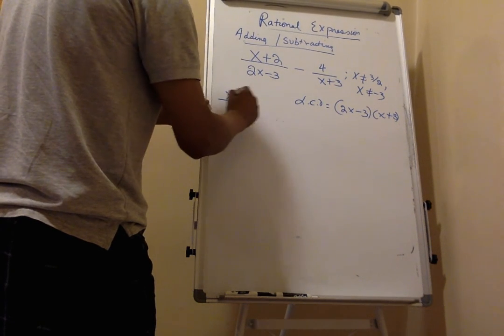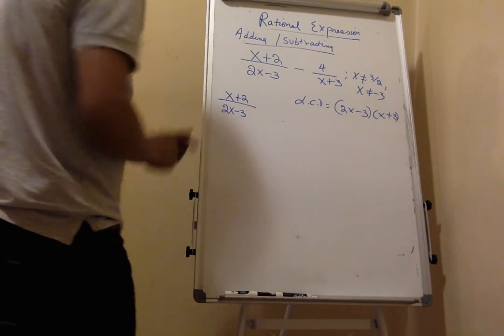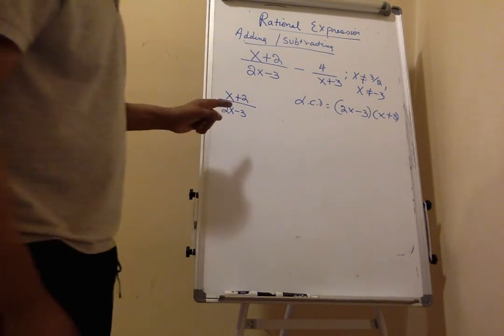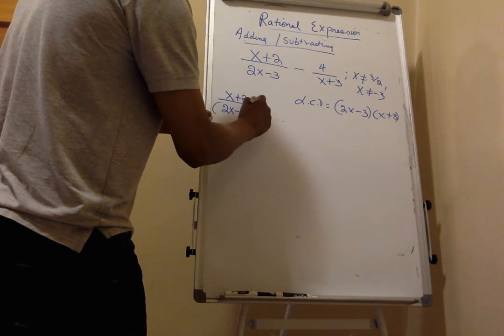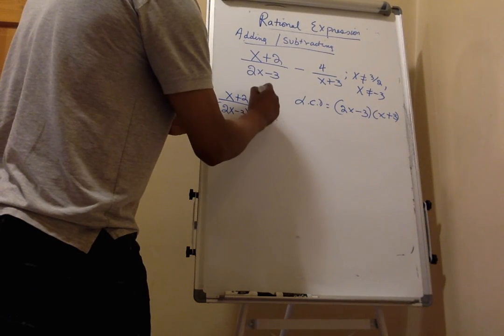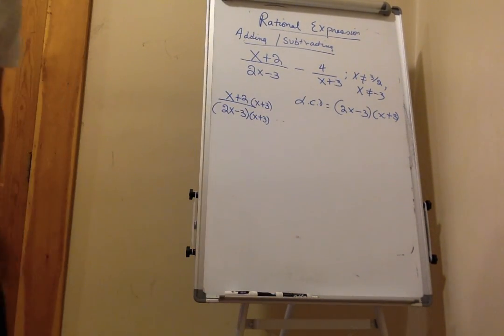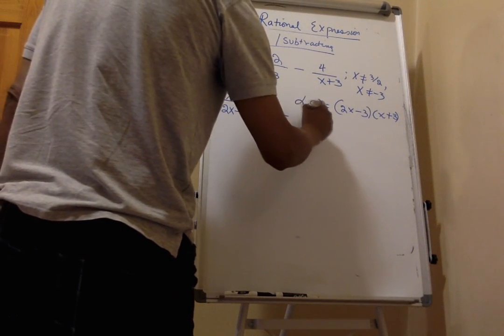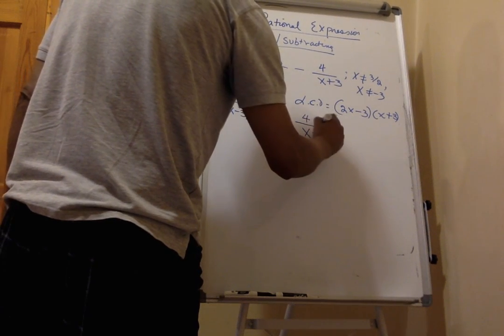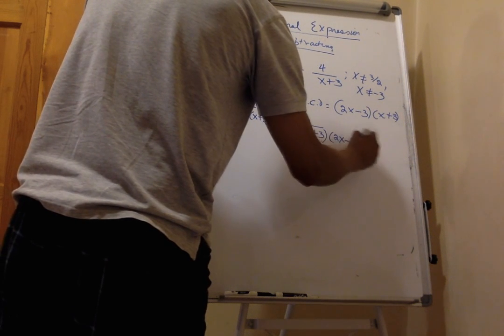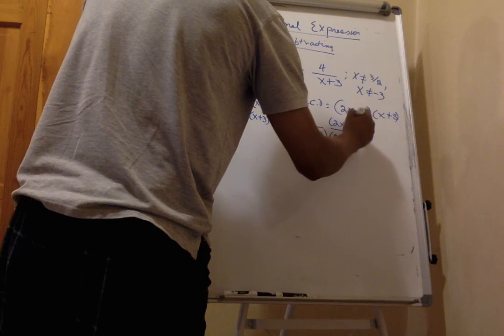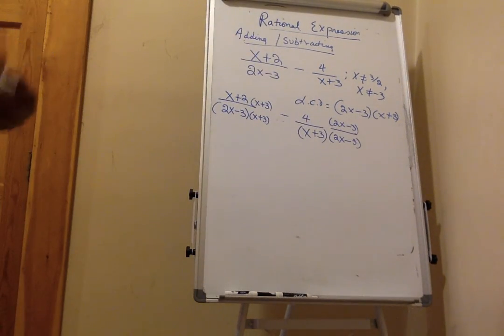x plus 2 over 2x minus 3. What this expression needs is x plus 3 to make it the same denominator. So I'm going to do x plus 3, x plus 3. Whatever we do for the bottom, we also have to do the same for the top. Minus 4 over x plus 3. This time x plus 3 needs 2x minus 3 and 2x minus 3. I advise you when you do this kind of problems, it's tedious, so take your time.